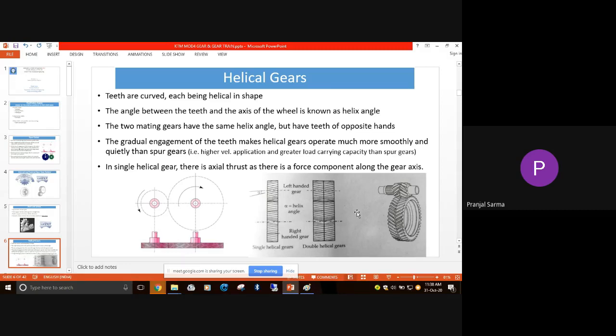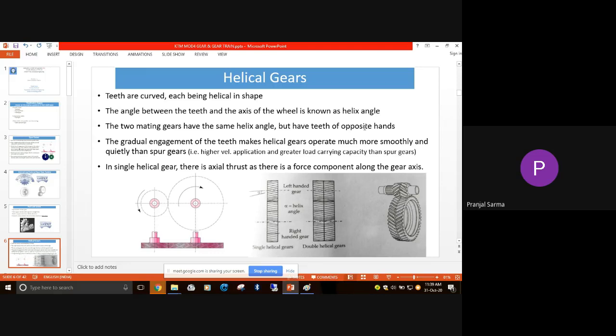But the teeth should be of opposite hand. If you look at this gear and this gear, and we have shown another view of this, for meshing helical gears, if the teeth of this particular helical gear are oriented this way, then this gear, which should be in contact, should be oriented in this direction. That means for both the meshing gears, the helix angle should be the same, but they should be of opposite hand.